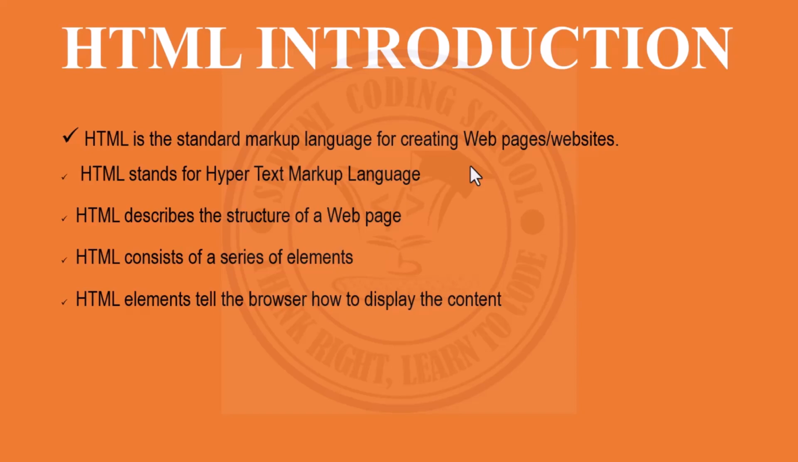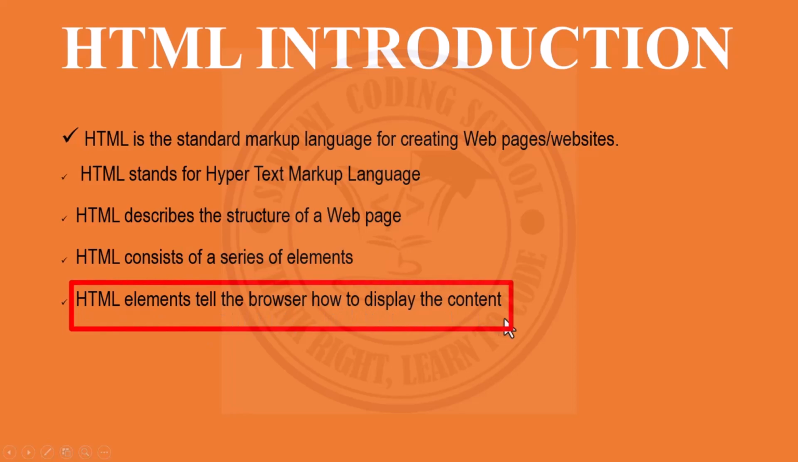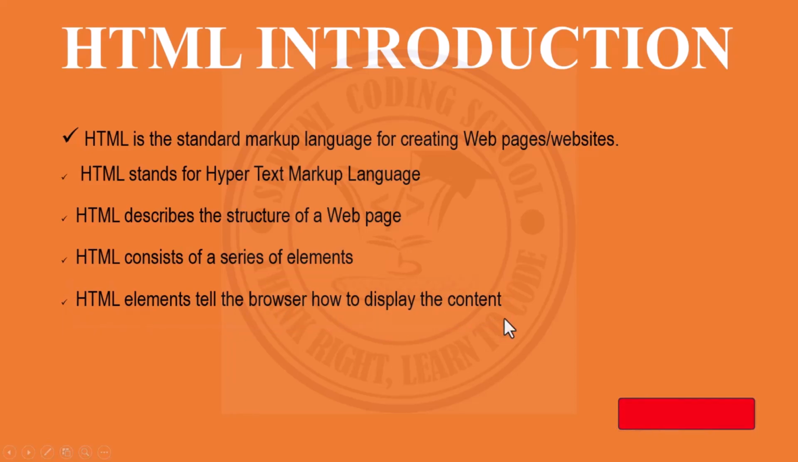So HTML describes the structure of a web page as you see it here. It describes the structure. What structure do you want the website to take? What form should it be in? What should come first before the other? Now it says HTML elements tell the browser how to display the content. Everything about HTML is about elements. When we get into the details, we are going to appreciate it better. Thank you.